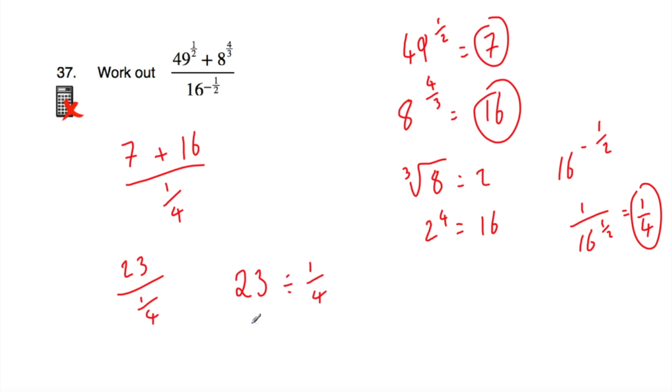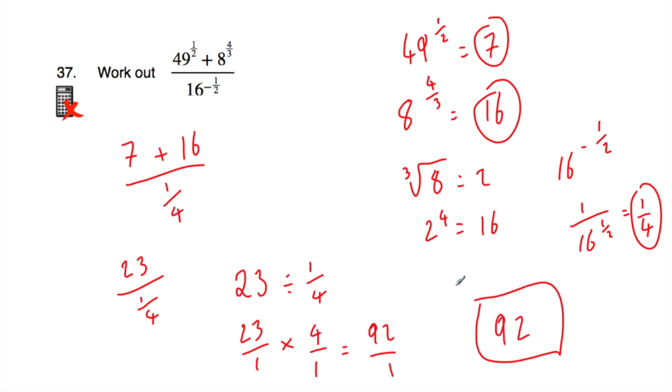So if we want to work this out, I'm going to write it as 23 over 1, and then instead of divide, we're going to have multiply, and then we're going to do the reciprocal of a quarter, which is 4 over 1. And let's just work this out. 23 times 4 is equal to 92 over, and 1 times 1 is 1. So we've got 92 over 1, which is just 92. So that's our answer, 92.